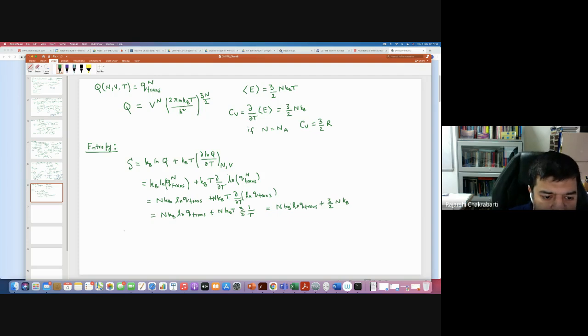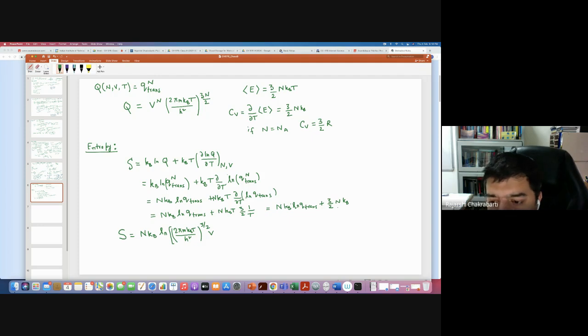So explicitly, if you write entropy, it is going to be N kB ln of 2 pi m kBT by h square to the power 3 by 2 into V. Now you see you also have plus 3 by 2 N kB. Now what is 3 by 2 N kB?